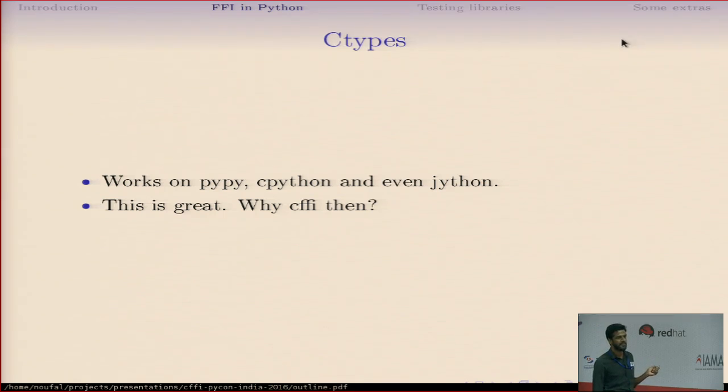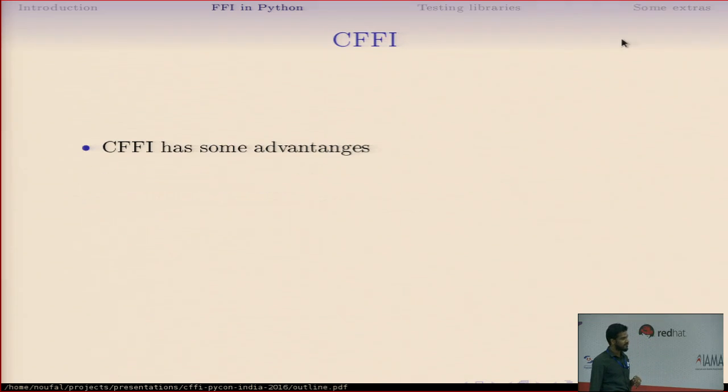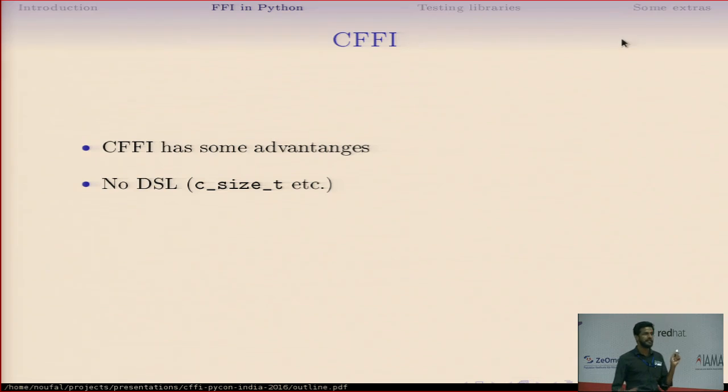Then why CFFI? Why is there another FFI library for Python? That's the question. My talk is specifically about CFFI. I use Ctypes just as a vehicle to get you familiar with what FFI is. So CFFI has a bunch of advantages. One is it does not have a DSL for types. It doesn't have the c_size_t, c_char_p, etc. For complex declarations, like when the input is a structure with a character array and another array of structures, a pointer to this.